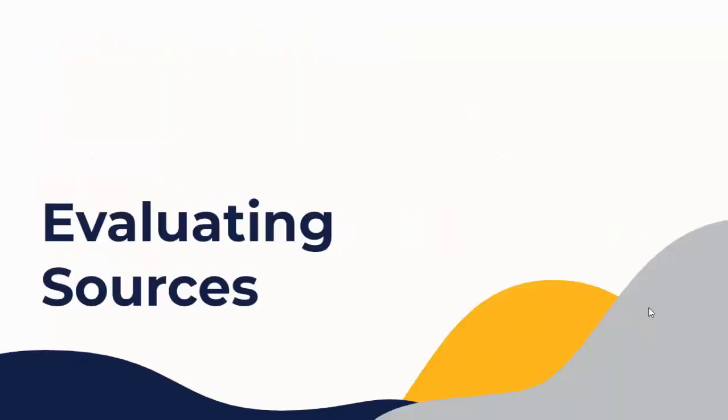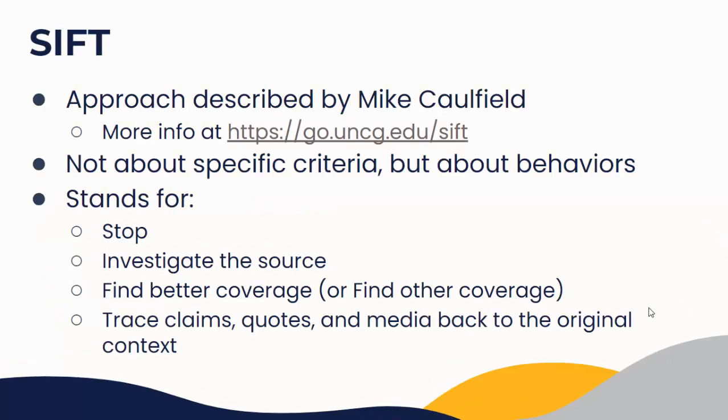Evaluating sources is a critical part of any research process, whether it's research in your personal life, research about who you're going to vote for, or research that you have for a class like this one. One approach you can use when you're trying to research claims made in a meme is a method that Mike Caulfield from the University of Washington calls SIFT. That stands for Stop, Investigate the Source, Find Better Coverage, or as I prefer to think of it, Find Other Coverage, and then trace claims, quotes, and media back to the original context.